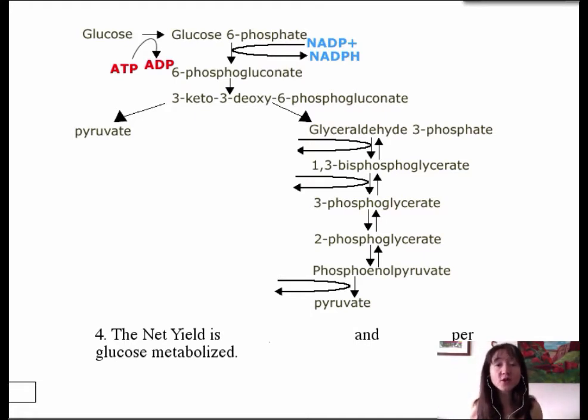The quintessential or key intermediate in this pathway is 3-keto-3-deoxy-6-phosphogluconate. It's quite a mouthful. And it is split down into the 3-carbon intermediates. But notice that rather than being split into 2 molecules of glyceraldehyde 3-phosphate, like we see in glycolysis, it's split into 1 pyruvate and 1 glyceraldehyde 3-phosphate. That means that the stoichiometry on that from here out is 1. So note that this pyruvate's all done.